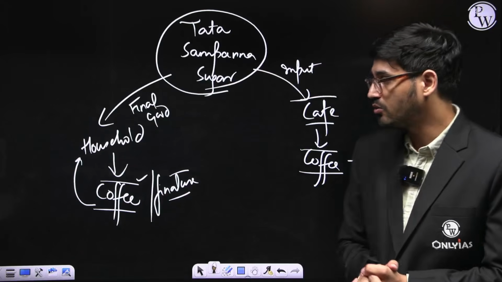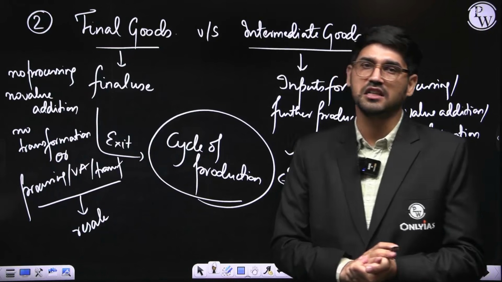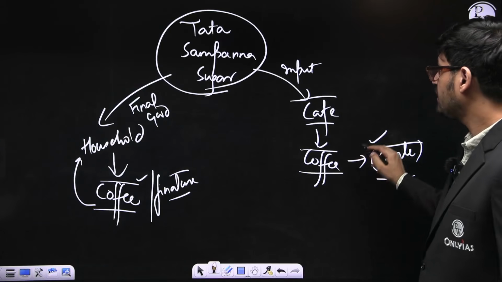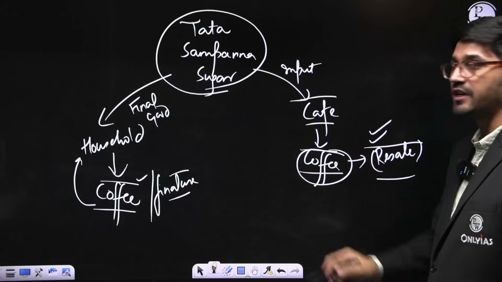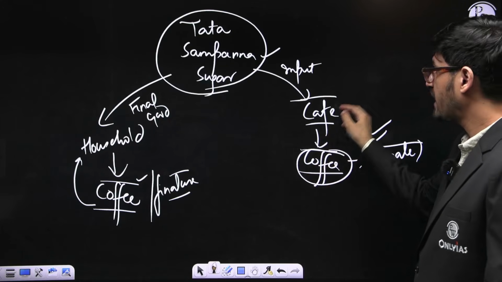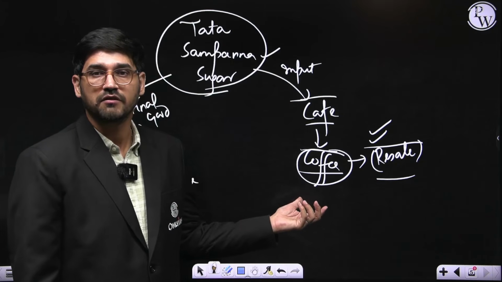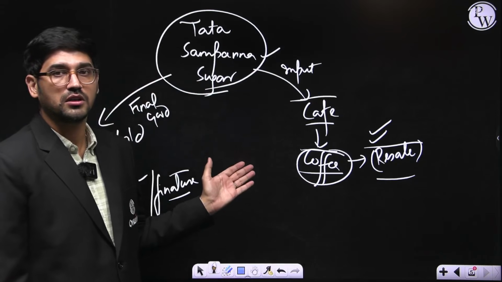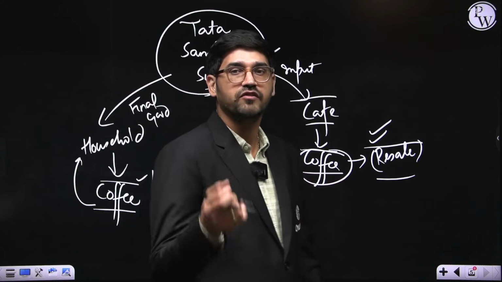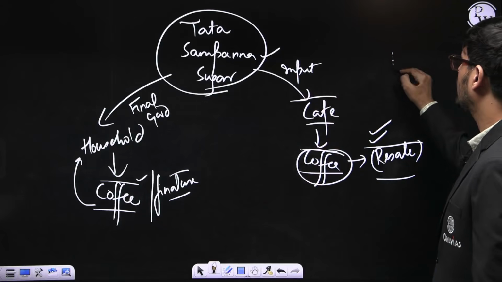Now, why do we include only final goods and why not intermediate goods? The reason is very simple. The reason is that in the final good, which is the coffee, the cost of this sugar, which was paid by the cafe owner, will automatically be included, which means that if we count the value of sugar and the value of coffee separately, we will be counting the value of sugar twice. This is called double counting.